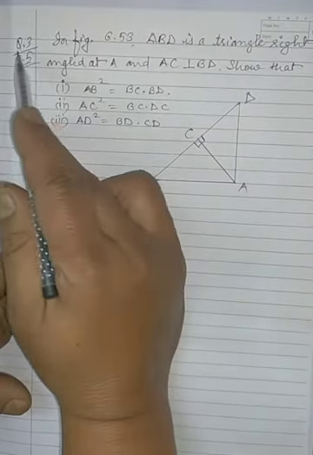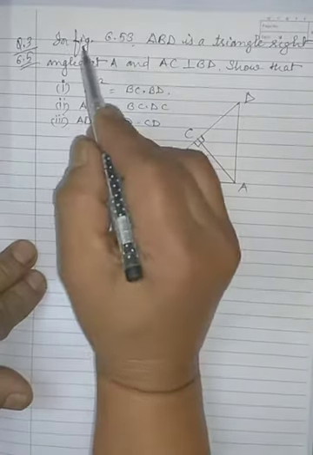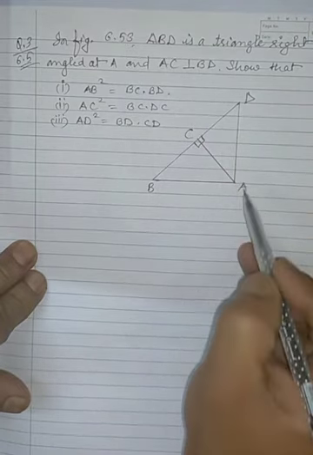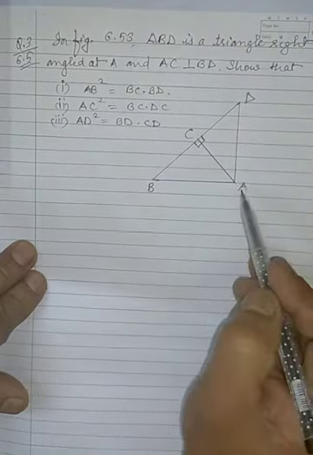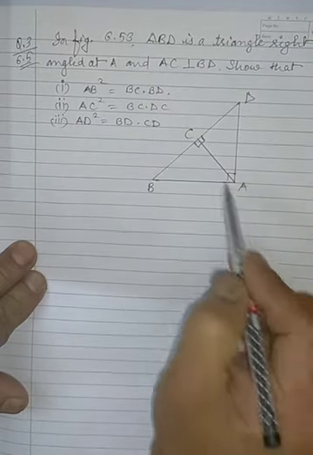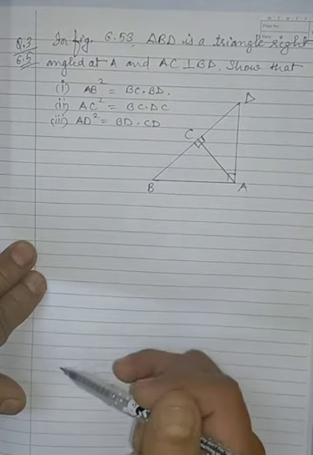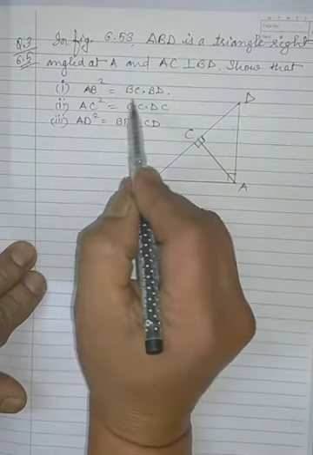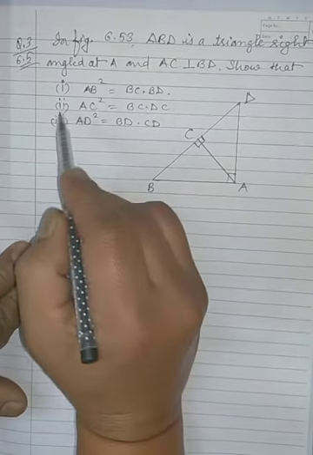Exercise 6.5, question number 3. In figure 6.53, ABD is a triangle, right angle at A, and AC perpendicular to BD. Show that, now there are three parts, AB square is equal to BC into BD.